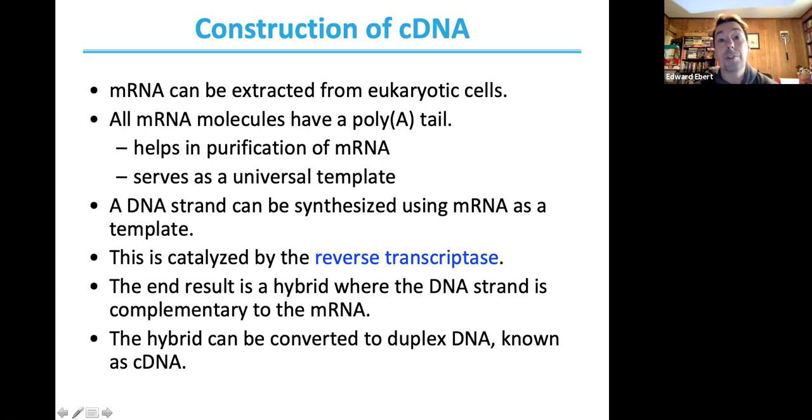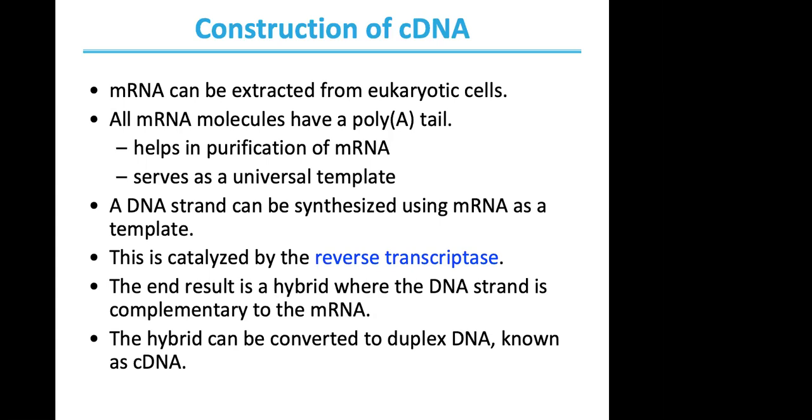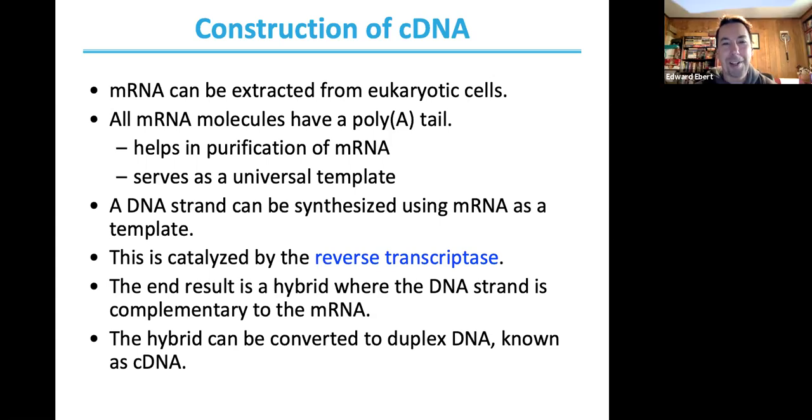All right. So how do we construct our cDNAs here? We can extract mRNA. Again, it's really fragile, so we have to be careful about that and make sure there are no RNases around. It takes a great deal of care in the procedure, but we can extract mRNA. The neat thing is all mRNA molecules will have this poly A tail, so we can purify them very easily. You have beads with, say, a poly T on there, and you just pull them away. Nice universal template for primers as well.